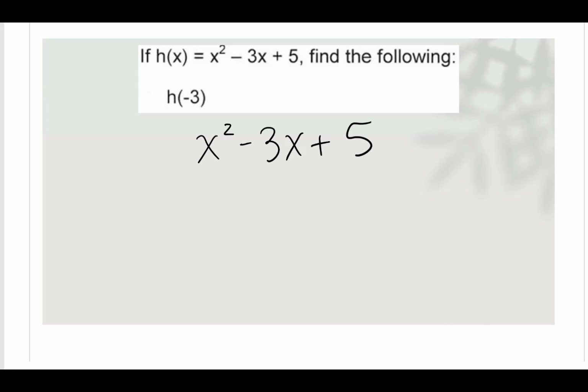Now remember, when we're substituting x, we need to use parentheses, right? We need to use parentheses.